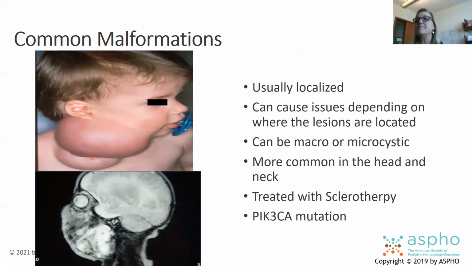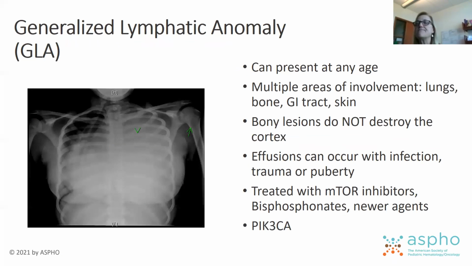Let's talk about lymphatic malformations. So lymphatic malformations have their own classification. Lymphatic malformations can be simple or more complicated. Usually they're localized, but they can cause problems depending on where they are. The most common type of lymphatic malformation is the macro-microcystic lymphatic malformation that you see here. Sometimes these patients can have problems with cellulitis, and that's what this patient had. They can be more commonly in the head and neck area. They can be treated with sclerotherapy. Most of these patients have a PIK3CA mutation.